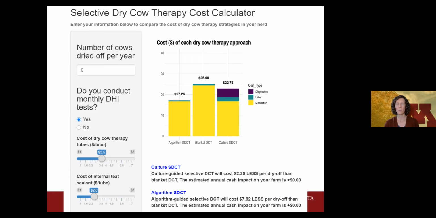So on the left panel, you put in the specifics for your herd, how many cows dried off in a year, whether or not you are already on DHIA tests, the cost of tubes that you're using, an internal teat sealant, and a few other variables. And then the calculator tells you what the benefit is going to be for switching to a selective dry cow therapy program, and the different option for algorithm versus culture guided.